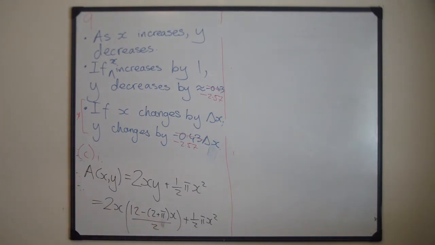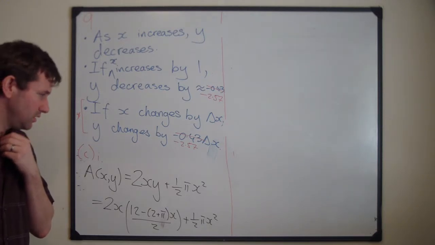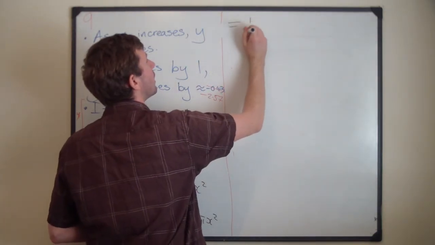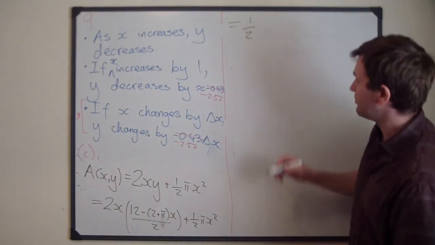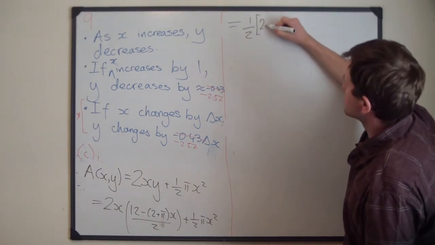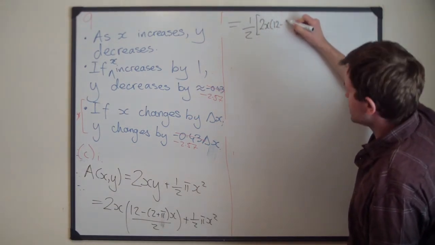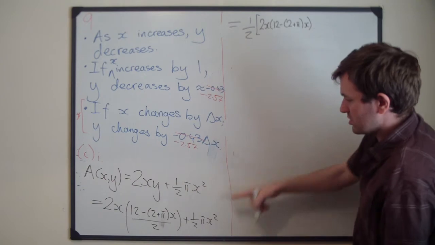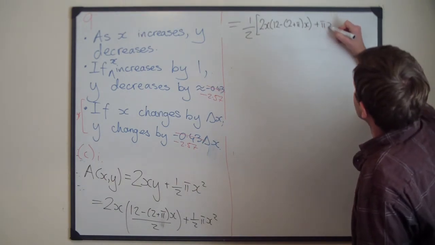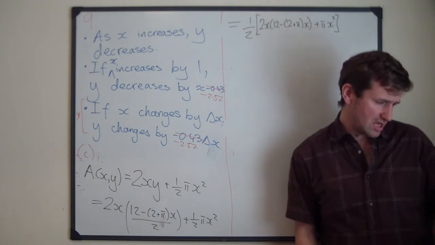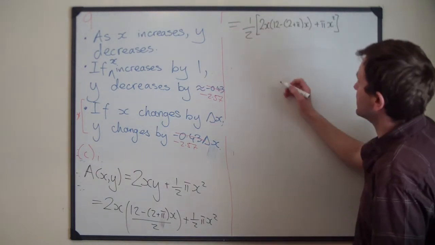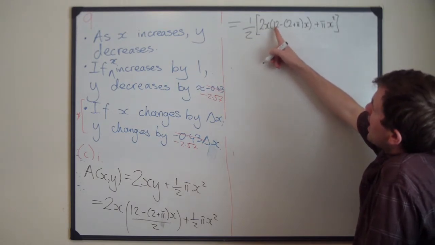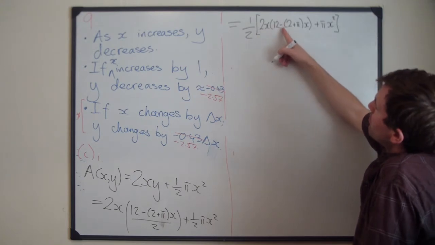So I think what we're going to do is take out a common factor of a half, which is probably an idea. If I take out a common factor of a half, I end up with 2x times 12 minus 2 plus pi x, plus pi x squared. The answer is basically a multiple of x minus a multiple of x squared. So you have to be a bit careful here, you need to multiply this out. You've got 2x by 12, and 2x by minus 2 plus pi times x.